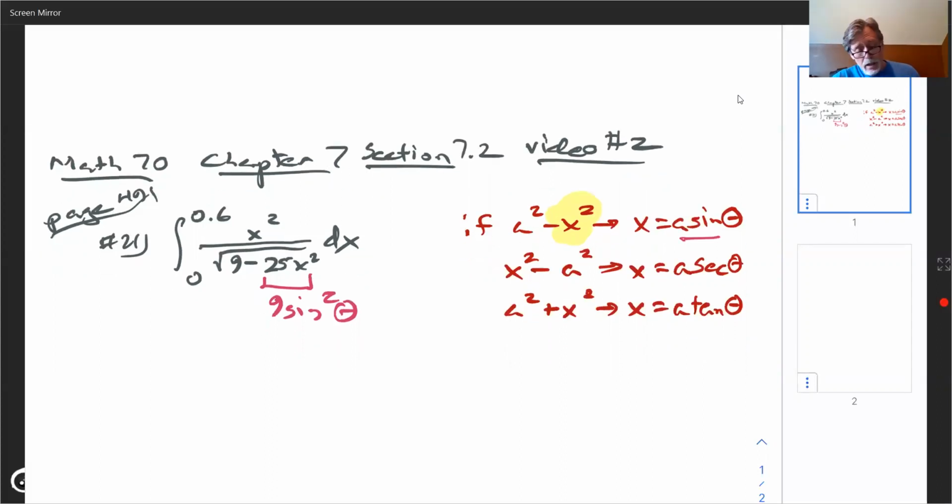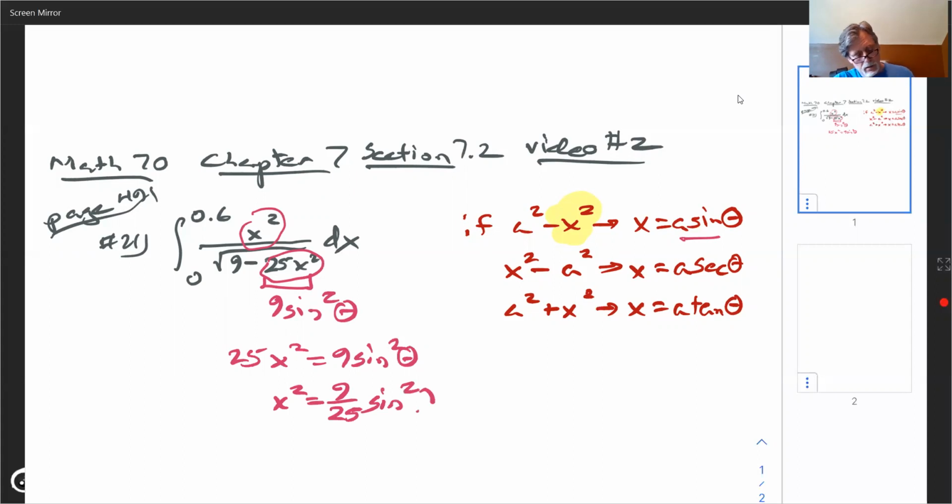Regardless of how you go about it, each of us should arrive at the same substitution. Me, I simply go, you know what? I want 25x squared to be replaced with 9 sine squared theta, okay? So it looks like in this problem we have 2 x squareds. There's one here, that's the x squared, but we also have the 25x squared here, all right? So for x squared, if 25x squared is 9 sine squared, I can simply write x squared is 9/25 sine squared, okay?